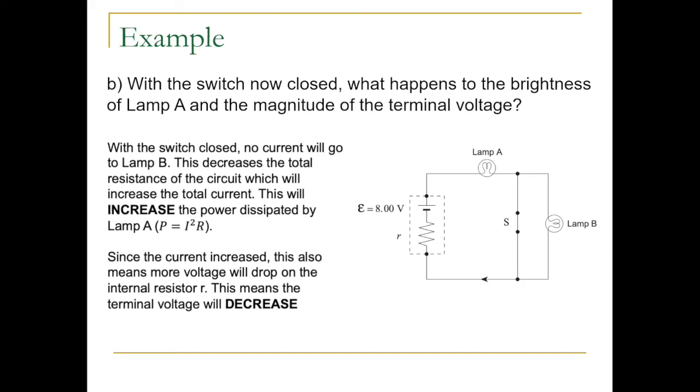Because of the new current across lamp A, we're going to increase the power dissipated on lamp A, because we know from our previous studies that power is equal to IV, which is also equal to I squared R. So if the current has increased, the voltage drop on the internal resistor has to increase as well. Because more of the EMF is lost to this internal resistor, when you hook up the voltmeter across the terminals, which are the two dots around the power supply and the internal resistor, the resulting measurement will inevitably be lower.